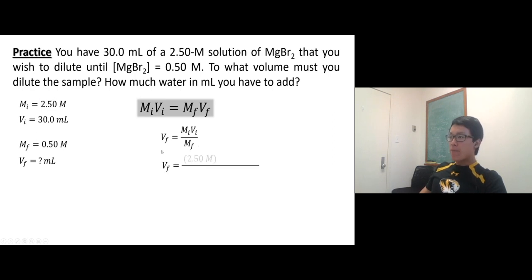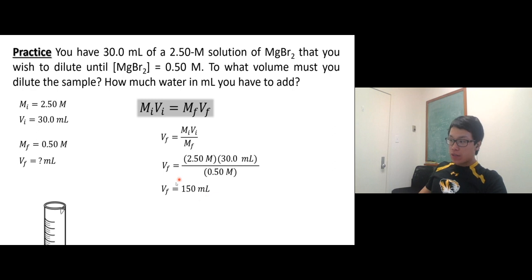MI is 2.5 molar. VI is 30 milliliter. MF is 0.5 molar. Right? Do the math there. So molarity cancel with molarity. You end up with milliliter right there. 150 milliliter. So you have from 30 milliliter at the beginning, you have to add water up to 150 milliliter.